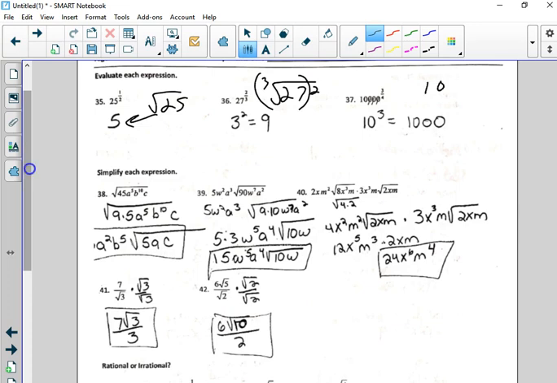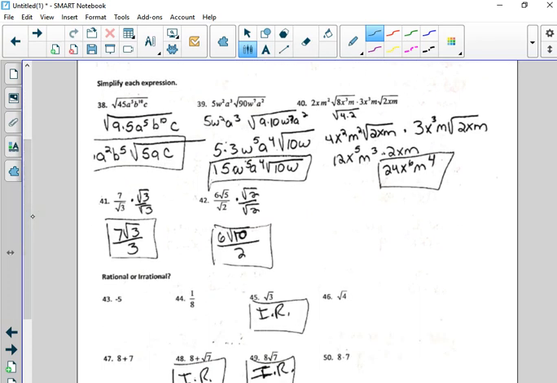10,000 to the 3/4. Box it off. If you put that in your calculator, you will get 10. And then 10 cubed is 1,000.